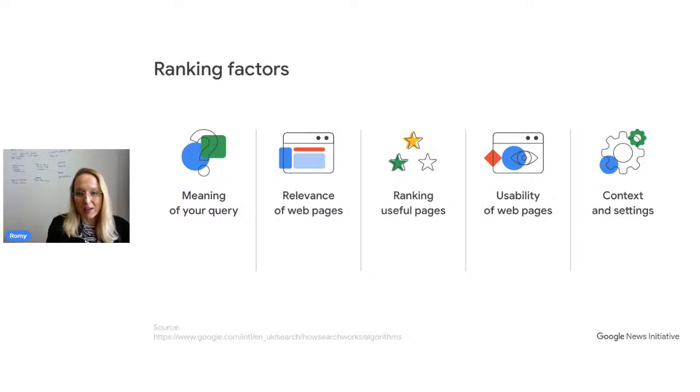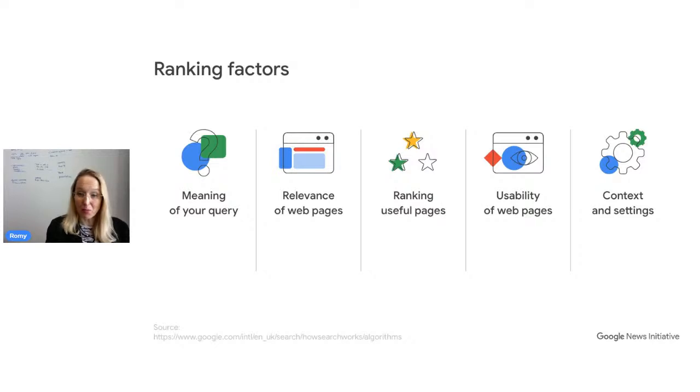Then we have ranking useful pages. That's for a typical query, and that's the thing. There are thousands, even millions of web pages with potentially relevant information. Obviously, I just need to say keywords, because that's what it's based on. So to help rank the best pages first, Google also writes algorithms to evaluate how useful these pages are.